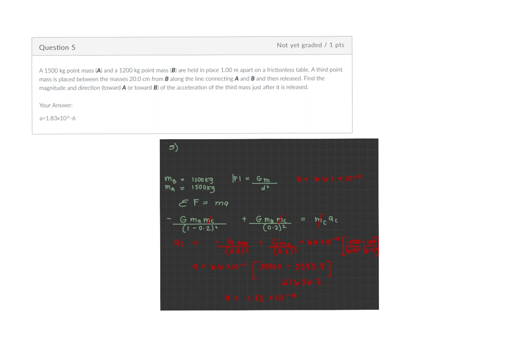So now the common factor between both of these equations is that G. So we have 6.6 times 10 to the negative 11 times negative 1,500 over 0.8 squared plus 1,200 over 0.2 squared. We simplify this problem, and what we're left with for the acceleration is 1.83 times 10 to the negative 6.